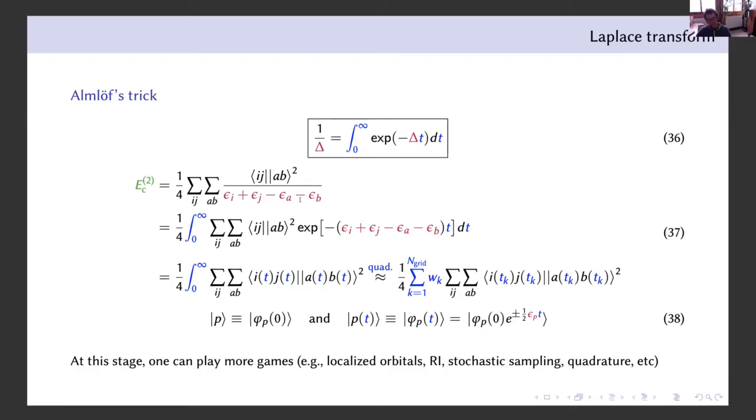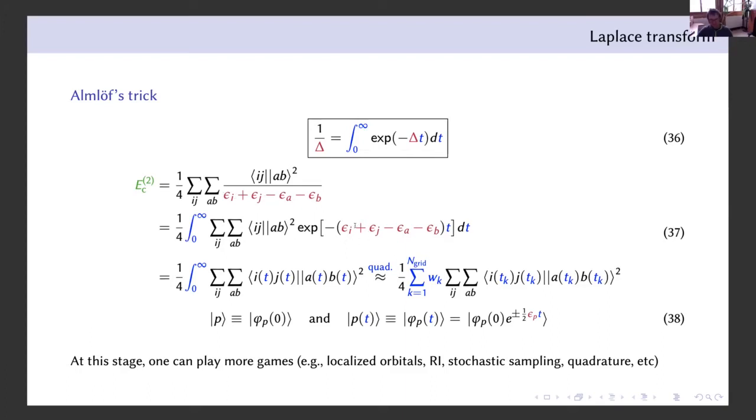So one idea that Almlöf had a long time ago is to write 1 over delta, where delta is the denominator here, as an integral of exponential minus delta t dt. So that's an exact expression. That's what we call a Laplace transform of 1. And if you use this in the MP2 expression, you can write your denominator like this.